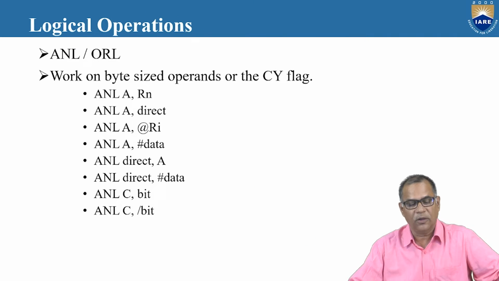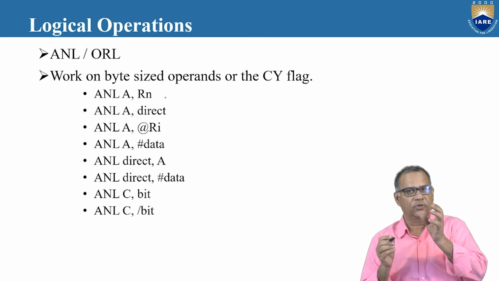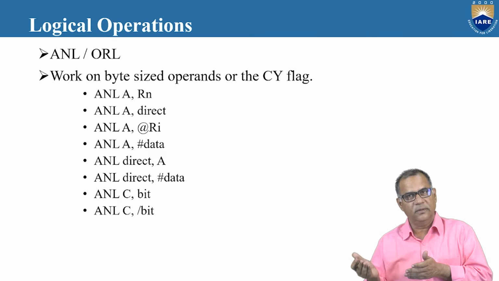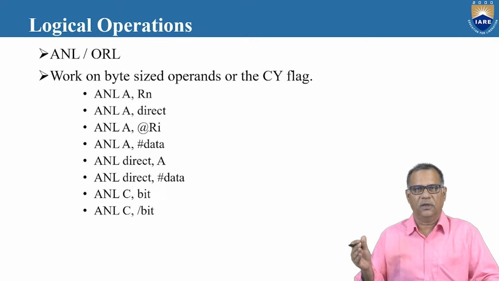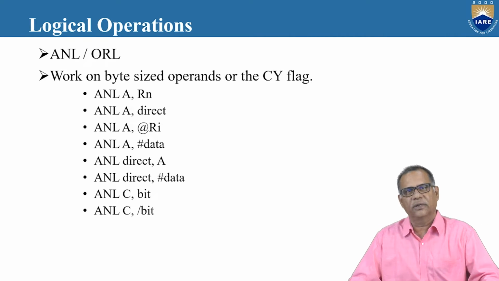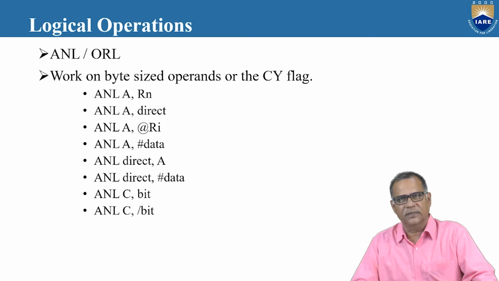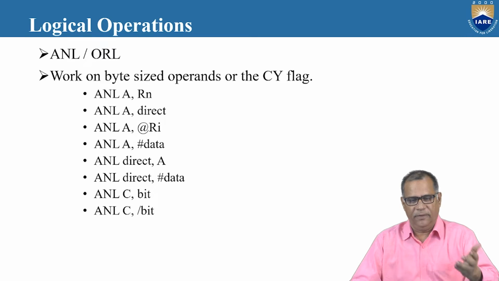Next we have the logical operators. In logical operations, we have the ANL and ORL, and they work on byte-sized operands or the carry flag. For example, ANL A, Rn. So you store one byte in A and another byte in one of the registers. We have 8 registers: R0, R1, R2, R3, R4, R5, R6 and R7. So another operand is stored in one of these 8 registers, and a logical AND operation is done between the contents of A and the register, and the result is stored in A.